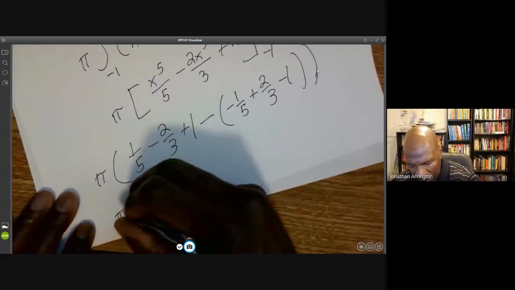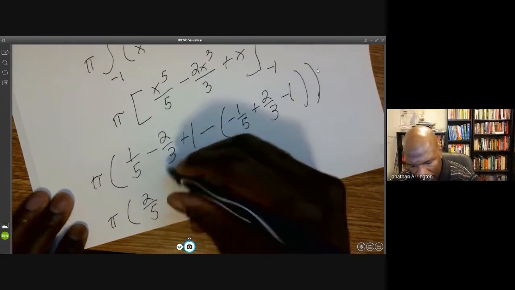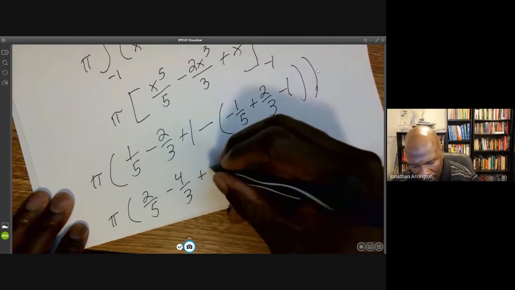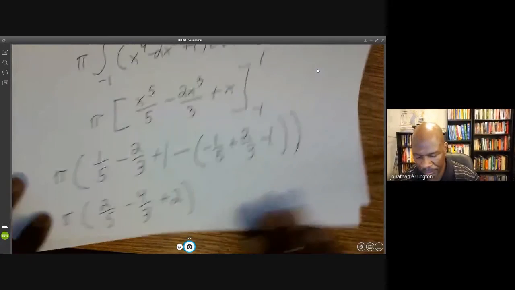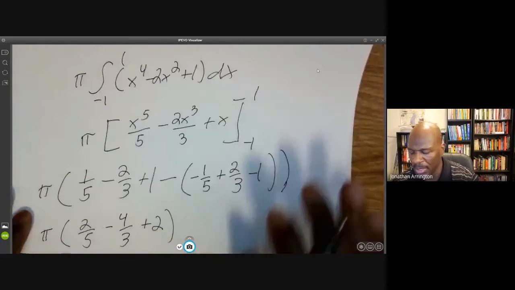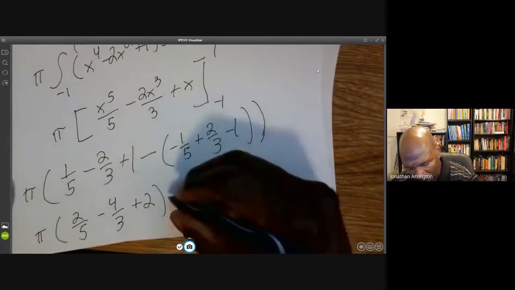So this is going to be pi. And so that doubles to 2/5. This guy doubles to -4/3. And this guy doubles to 2. And so we need a common denominator. That common denominator would be 15. I think I have room to put this in here.